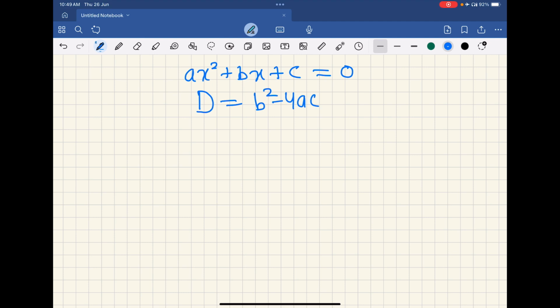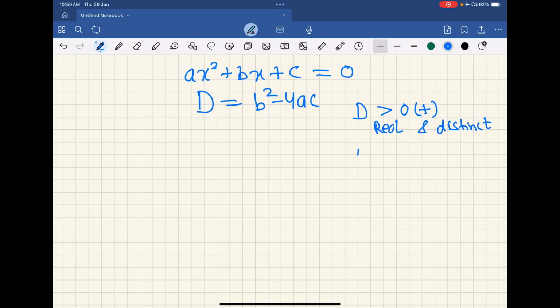Now, students, if the value of D is positive, which means greater than 0 or any positive value, then we say that the roots are real and distinct. Roots are real and distinct. Okay. What does that mean? That उस इक्वेशन में दो आंसर आएंगे x के और वो दोनों आंसर्स different होंगे. That is the meaning of real and distinct.